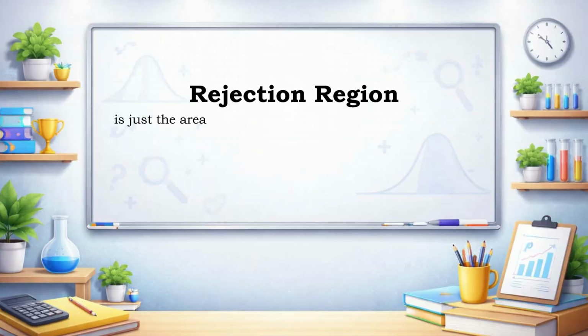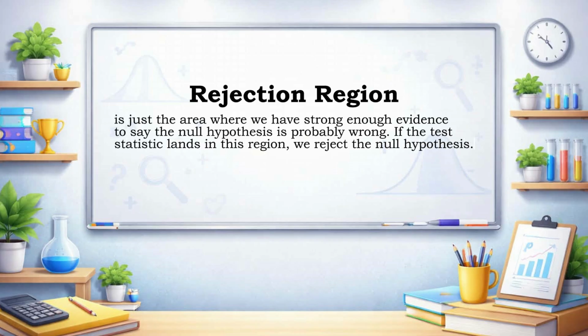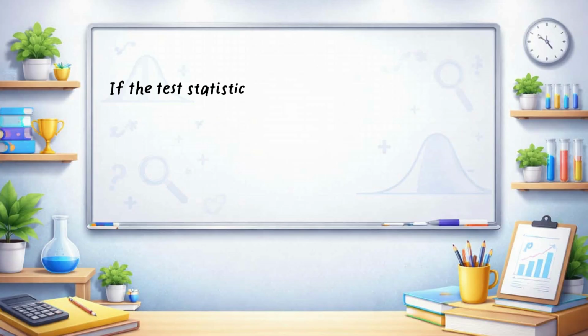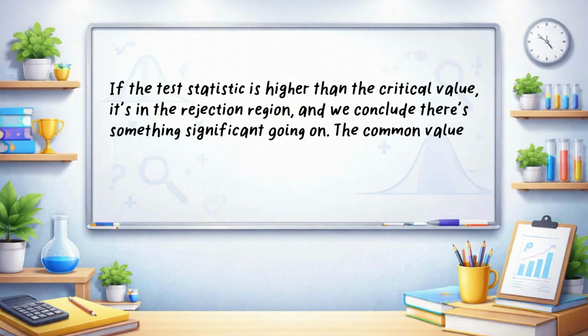The rejection region is just the area where we have strong enough evidence to say the null hypothesis is probably wrong. If the test statistic lands in this region, we reject the null hypothesis. For example, if the test statistic is higher than the critical value, it's in the rejection region, and we conclude there's something significant going on. The common value is 0.05 or 5%.